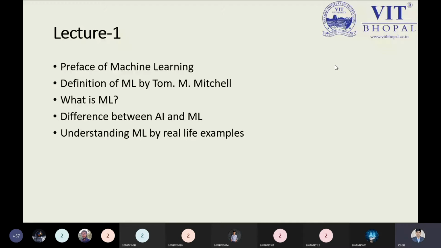If I talk about my previous lectures, we covered the preface of machine learning, in which we saw an applications-oriented approach to understand machine learning. So the need for machine learning, and the definition of machine learning by Tom Mitchell. We discussed this definition in our previous class by taking suitable examples. And what machine learning is, we discussed in the previous class as well, and the difference between two important and beautiful terms, artificial intelligence and machine learning. And the last part was understanding machine learning through real life applications, followed by two examples.